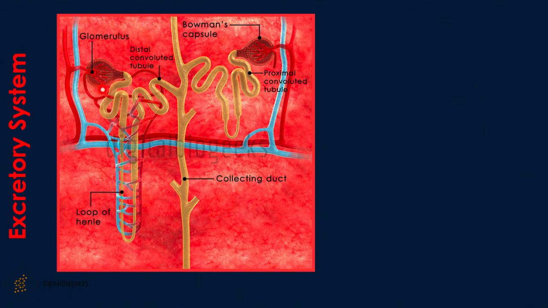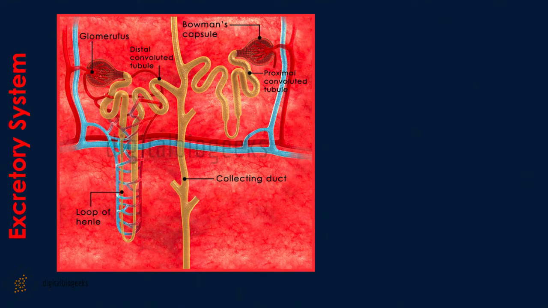The capsule is called the Bowman's capsule, and the space inside the Bowman's capsule that surrounds the glomerulus is called the Bowman's space. Blood enters into the glomerulus through the afferent arteriole and leaves through the efferent arteriole.